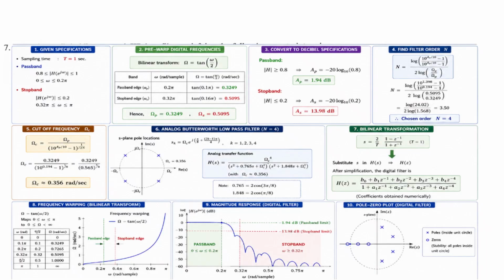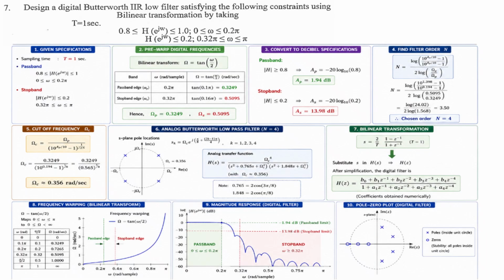Okay, so here is another question. Find an IIR filter using the digital Butterworth technique that satisfies the bilinear transformation. What is this bilinear transformation? Let me tell you briefly: the basic concept is to transform from the S domain to the Z domain. That is the basic technique of the bilinear transformation.